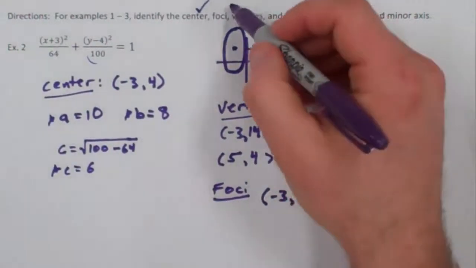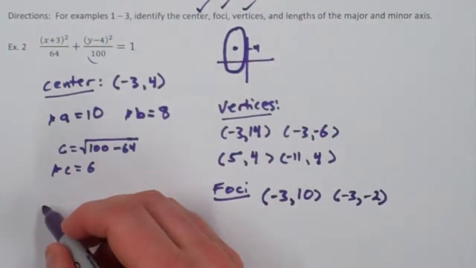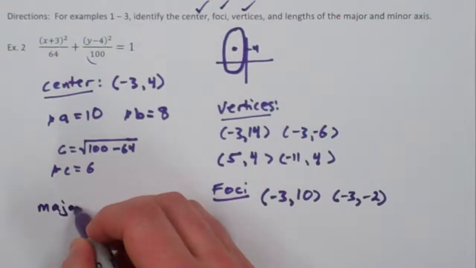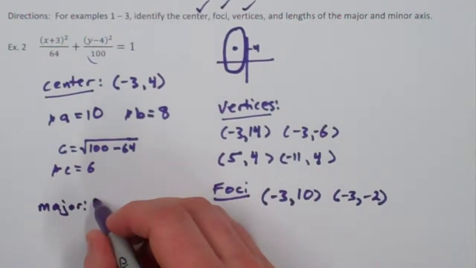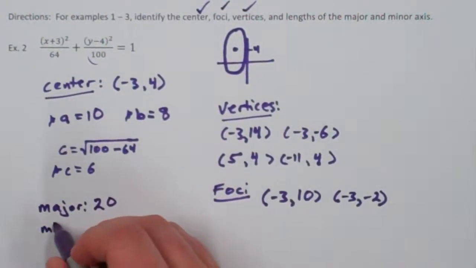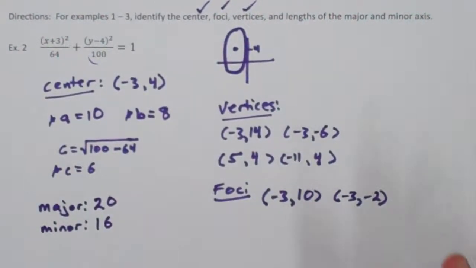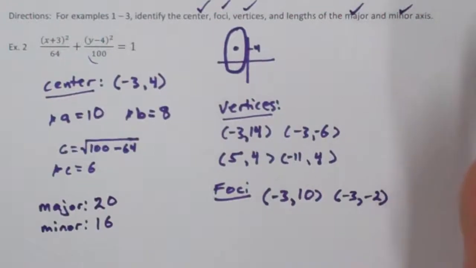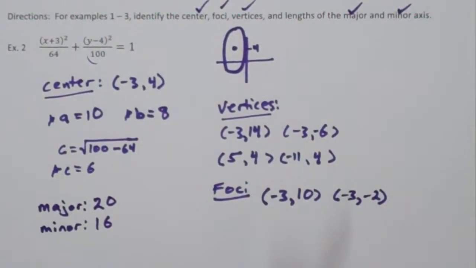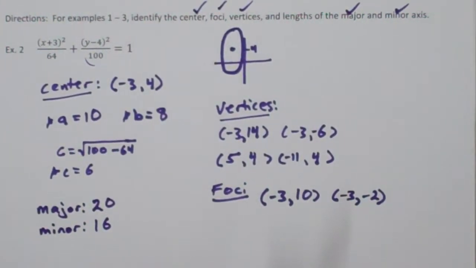Now we just have to identify, we've got the foci, the vertices. The major axis is just double A, which is 20. And the minor axis is double B, which in this case is just 16. We're all finished. It's all wrapped up. We found out a lot of stuff about this ellipse, and in the later examples you'll be graphing them. So just wait for those.